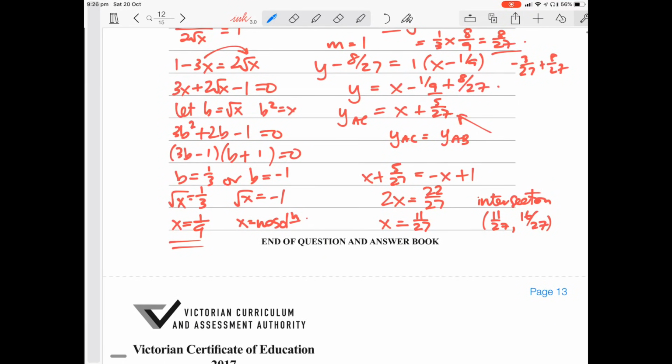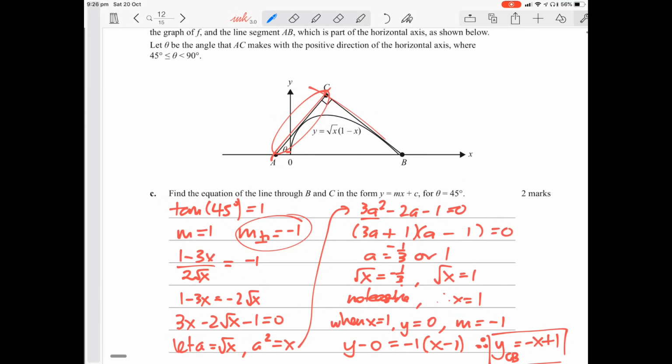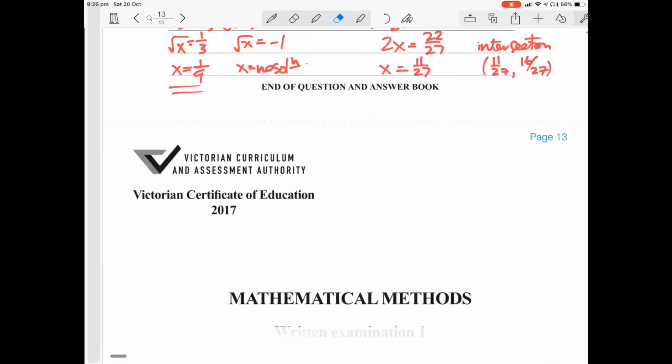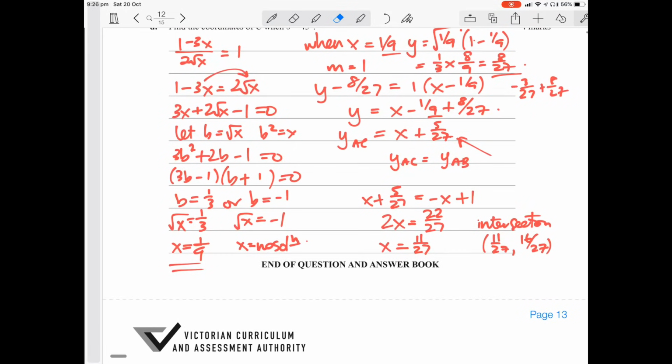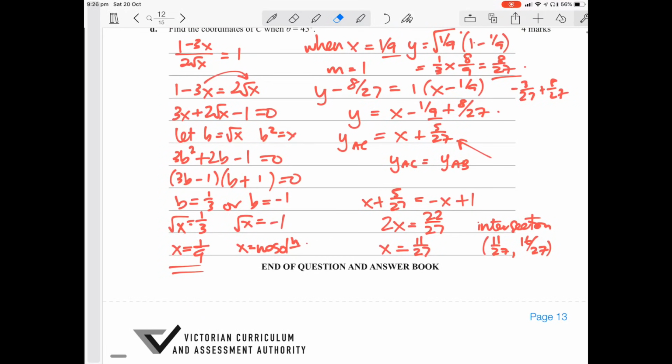which I guess could be right, 11 on 27. So that was 45, 11 on 27. We don't really know what that is. Doesn't really matter. Let's assume we're right. That's it. Okay, hopefully I got through that in the time. I have no idea how long that took. So 11 on 27, 16 on 27.